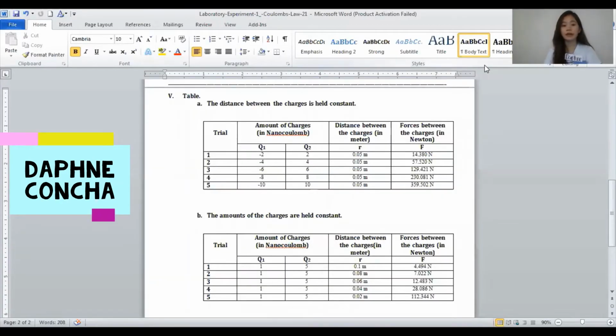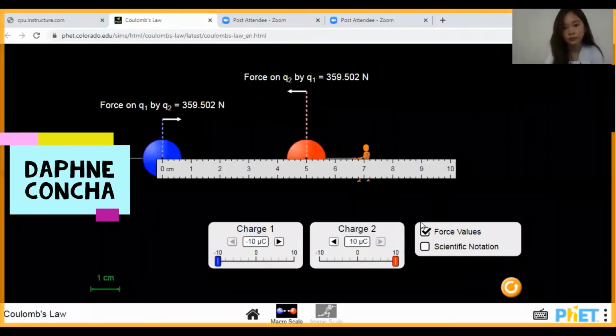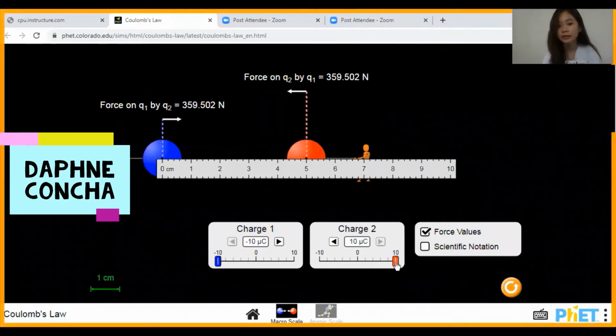For trial 5, the amount of charges for Q1 is equal to -10 and Q2 is equal to +10. The distance between the charges is equal to 0.05 meter, and the force between the charges is equal to 359.502 Newton. This is how we get the values for trial 5.